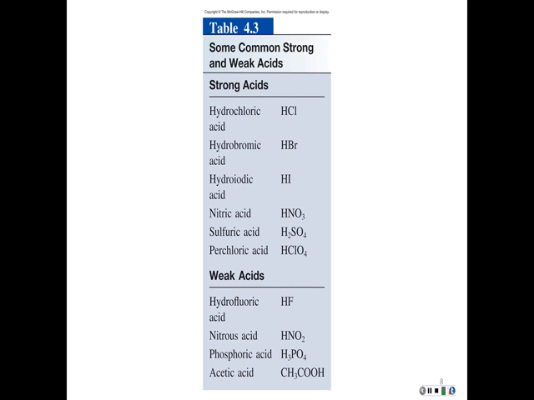Table 4.3 in the book gives you this small grouping of them. It might give you the wrong impression. It looks like there are more strong acids than weak acids, but that's really the opposite. They're just not showing you all the different weak acids that there are.